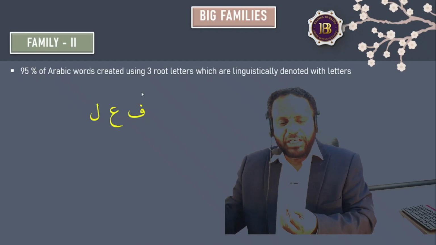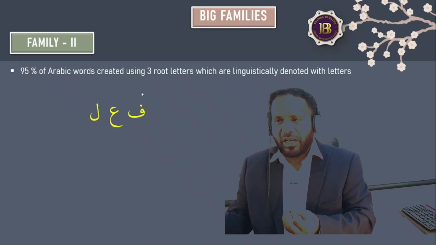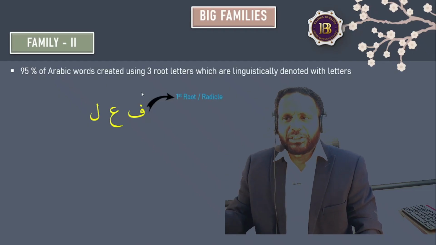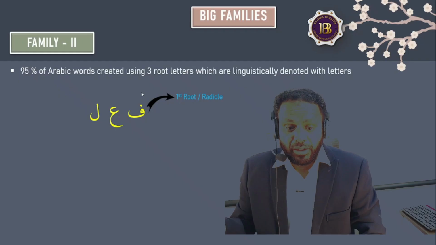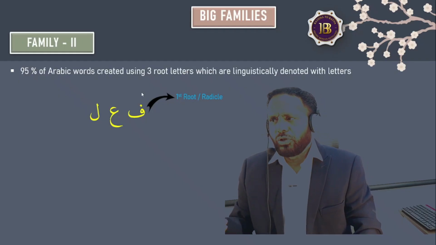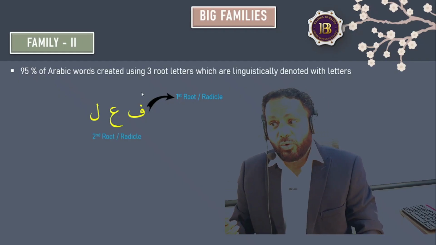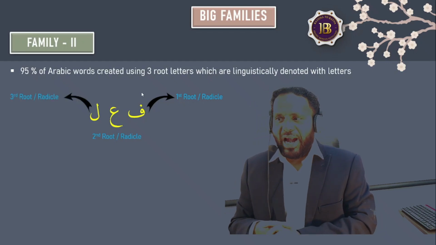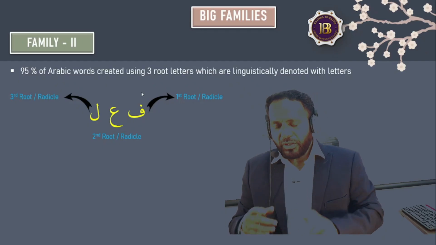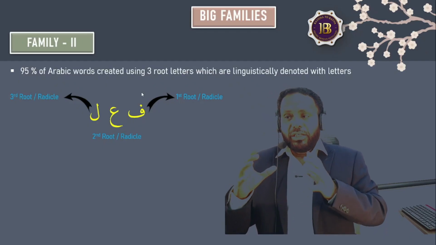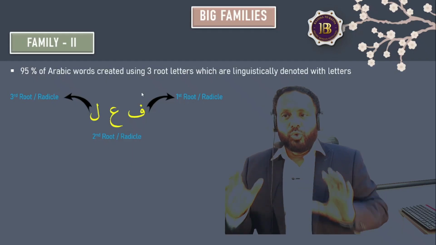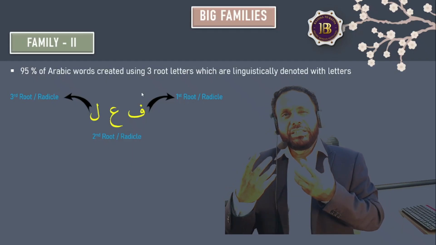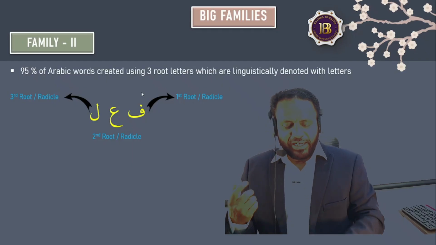So fa can be replaced with a letter, ain can be replaced with another letter, lam can be replaced. This is the first root, or some syllabus call this the first radical, which means first root letter. Ain is the second root or second radical. Lam is the third root or third radical. Okay. Now, you need to understand the pattern of family number 2. When you say family number 2, what pattern does it follow? What is the form of this family, so that I can recognize it?